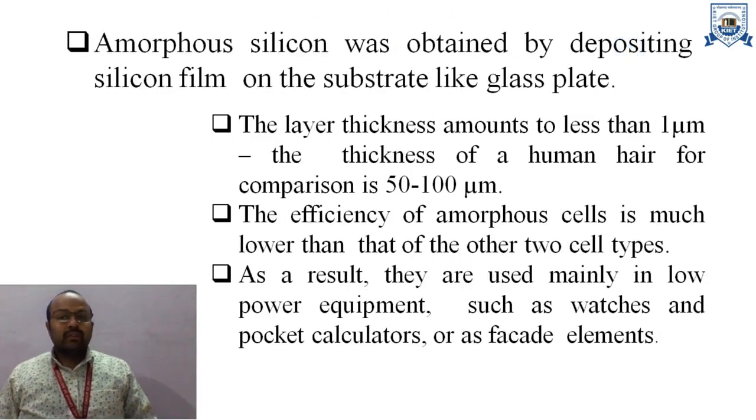Amorphous silicon is obtained by depositing silicon films on a substrate like a glass plate, and its thickness is around 1 micrometer. Compare this with the thickness of a human hair, which is about 50 to 100 micrometers. The efficiency of amorphous silicon solar cells is lower than the other ones. As a result, they are used in low power equipment such as watches, calculators, and facade elements.